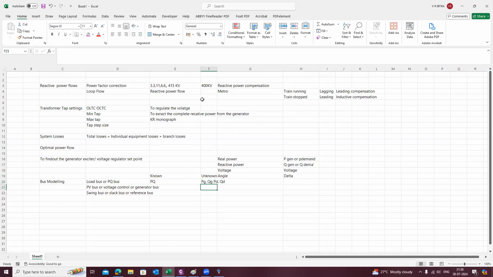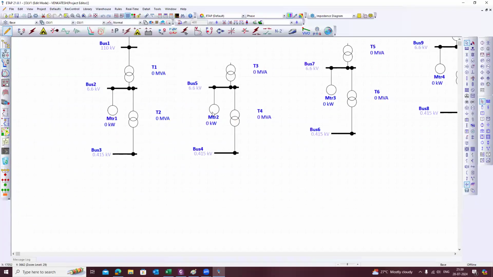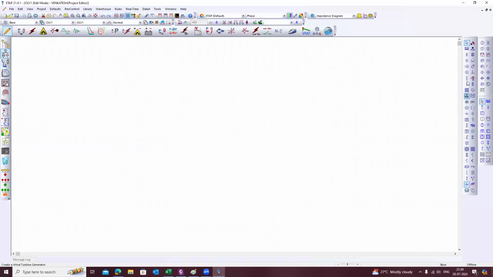So if you take any load bus or the PQ bus, for that bus, real power generation demand and reactive power generation demand is known, which means even if a physical generator is connected to a bus and if the generator is operating in, let's suppose, the MVR control mode, which means if you take the case here, let's suppose take a small bus here and connect a generator to this bus. I am connecting the generator to this bus.